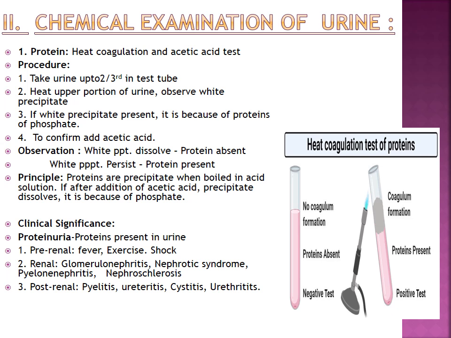The significance: urine containing protein is called proteinuria, and it is seen in pre-renal conditions like fever, exercise, shock, then renal conditions like glomerulonephritis, nephrotic syndrome, pyelonephritis, nephrosclerosis, and post-renal conditions like pyelitis, urethritis, cystitis. In this diagram you can see the procedure of heating the upper portion of the tube containing two-thirds of the urine. So this is the heat coagulation method for detecting proteins.